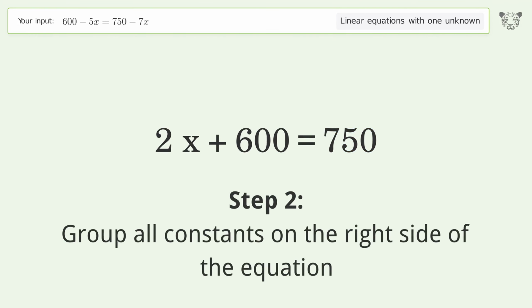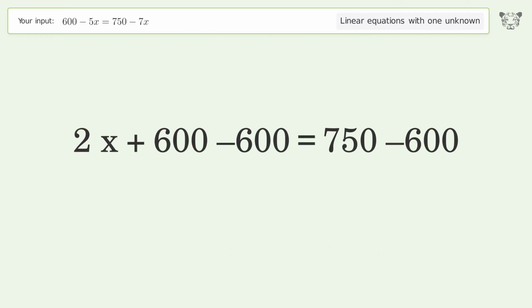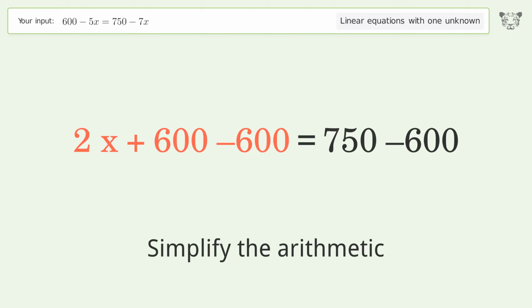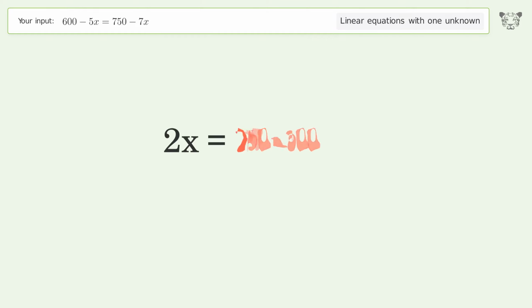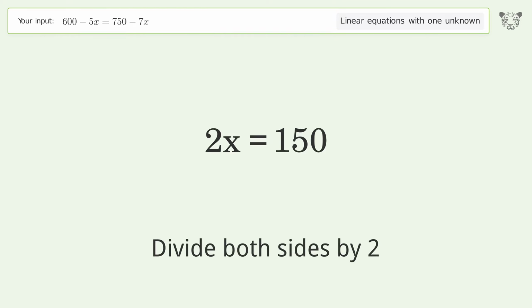Group all constants on the right side of the equation. Subtract 600 from both sides. Simplify the arithmetic. Isolate the x. Divide both sides by 2.